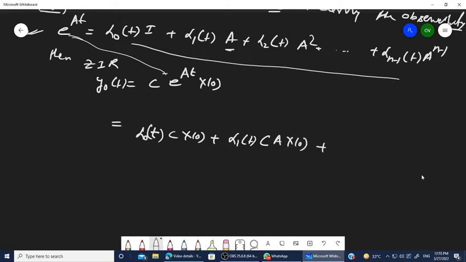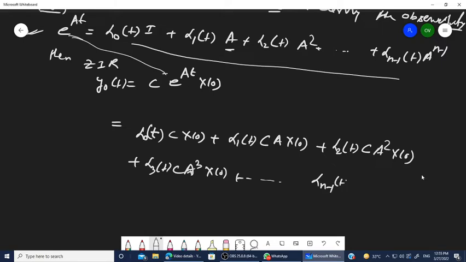Then alpha 2 t c a square x naught plus alpha 3 t c a cube x naught, and so on up to alpha n minus 1 t c a to the power n minus 1 x naught, right? Now try to write this equation into the vector form.